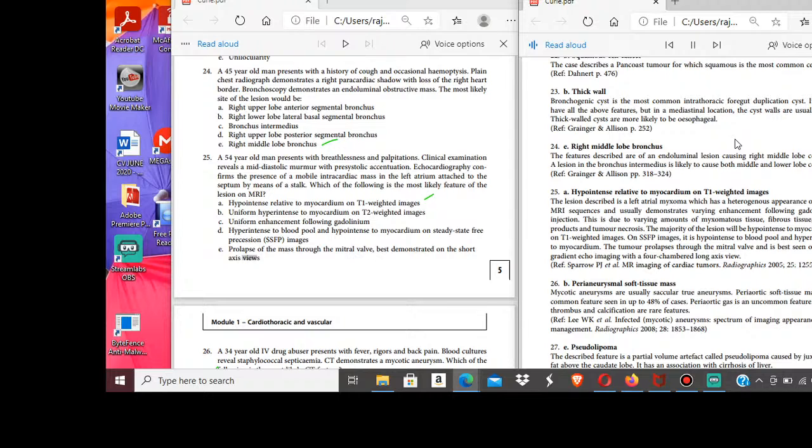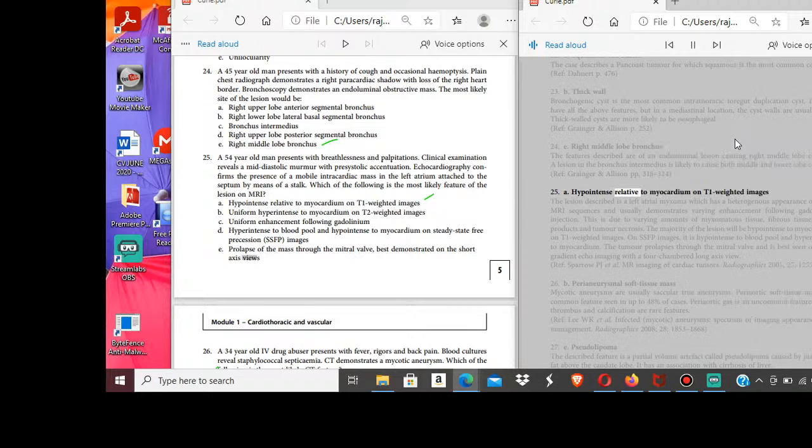25. A. Hypointense relative to myocardium on T1 weighted images. The lesion described is a left atrial myxoma, which has a heterogeneous appearance on most MRI sequences and usually demonstrates varying enhancement following gadolinium injection. This is due to varying amounts of myxoid tissue, fibrous tissue, blood products, and tumor necrosis.